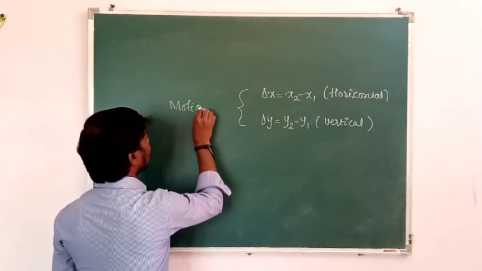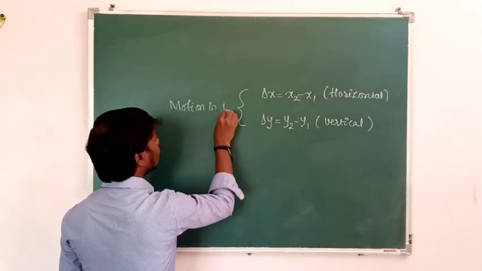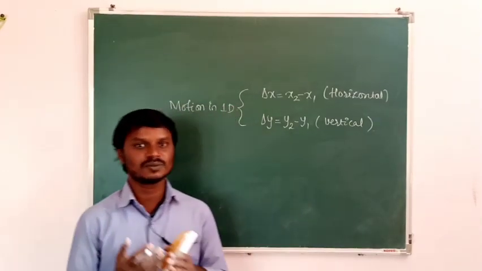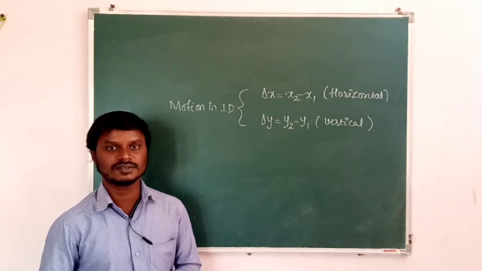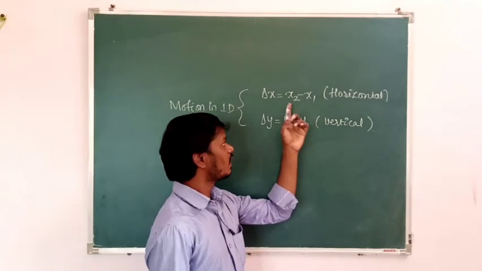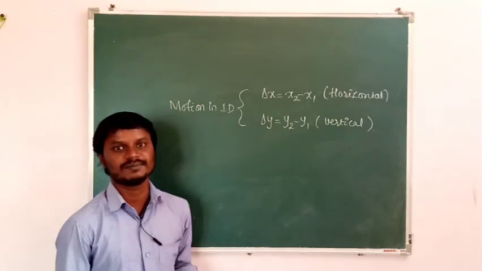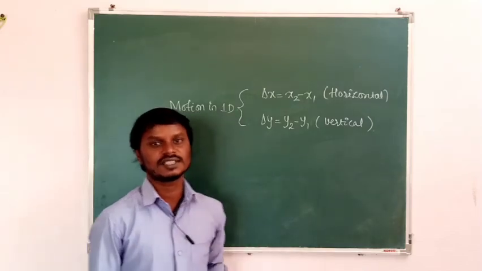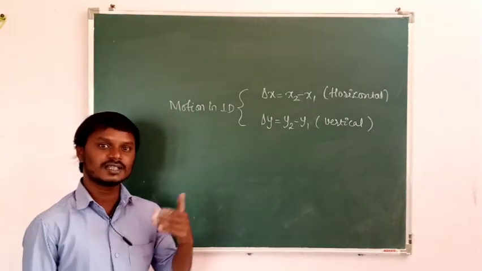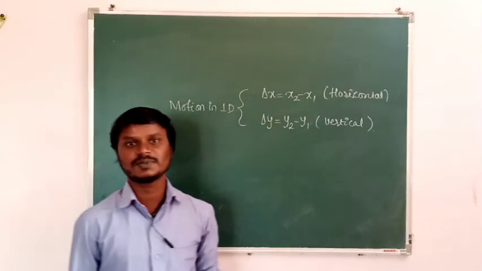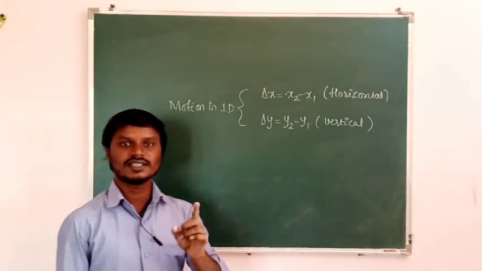Then how to find the displacement vector in 2 dimension? Here in case of one dimension there is only one coordinate changing with respect to time. If the motion is horizontal, then the x coordinate is changing with respect to time. If the motion is vertical, then the y coordinate is changing with respect to time. But in case of motion in a plane, both x and y are changing with respect to time, then how to find the displacement vector?